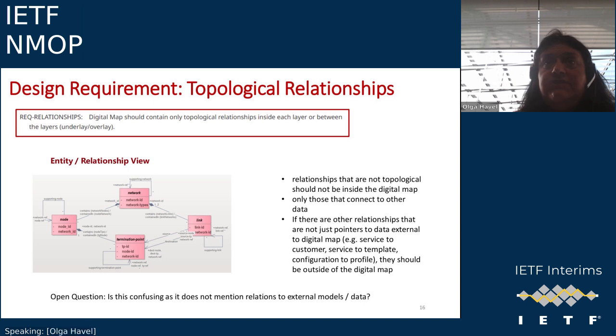I'm not sure, now when I went through these slides, this looks like a replica, a duplicate requirement. The first requirement is we need topological relationships, and this one is saying only topological relationships should be included. This requirement is more like saying service to template, configuration to profile, service to customer, other relationships are not part of the digital map. The first requirement says I need internal and layering, and this requirement says I don't need others. Maybe we can merge these two, especially because it doesn't mention relationships to external models. This could be confusing, since it says it's just topology. So maybe we can phrase it better or reorganize.